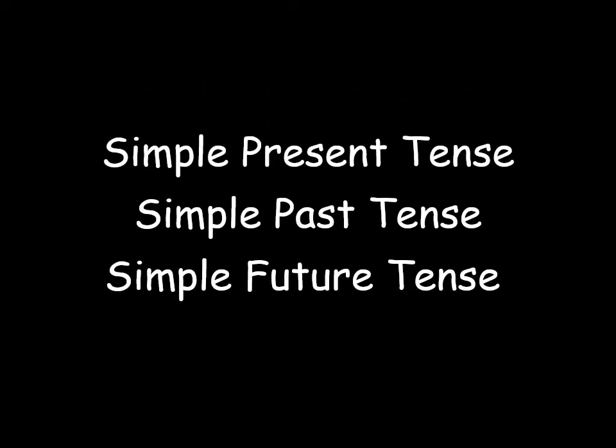There are three types of simple aspects: the simple present tense, the simple past tense, and the simple future tense.